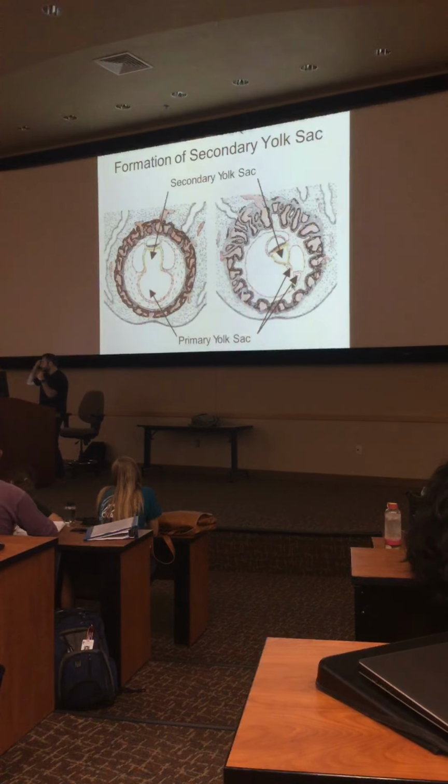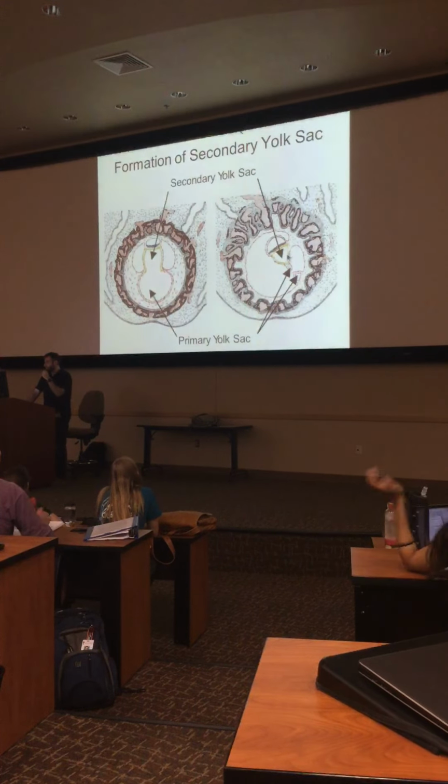So you're saying the big cavity is the chorionic cavity? This one is not chorionic cavity, yeah. So this is not chorionic cavity. This is secondary yolk sac, it's labeled. And then this right here is still your amniotic cavity.